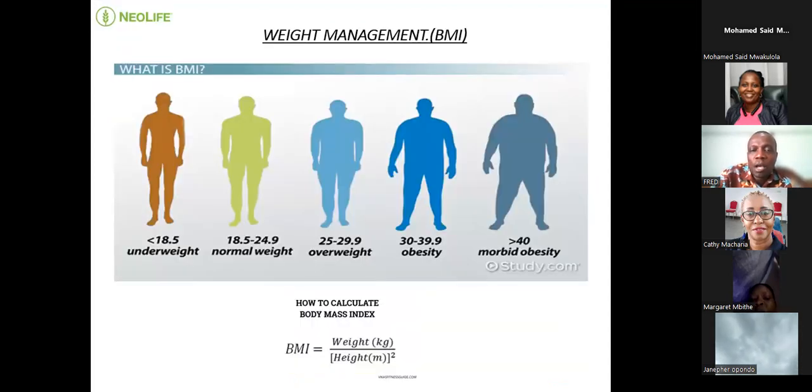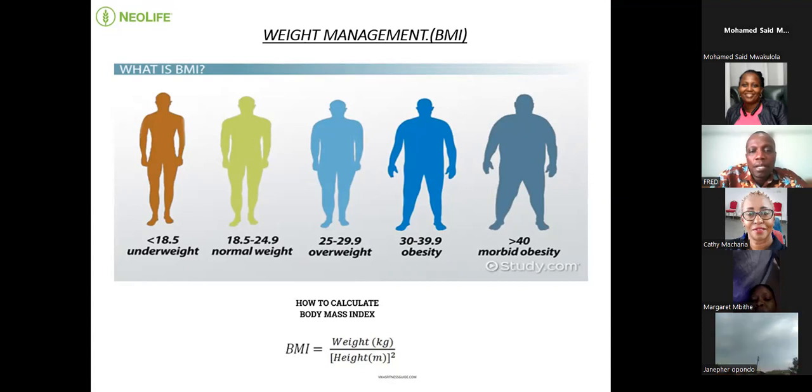Then you need to be aware of your BMI, body mass index. Very, very important. If your body mass index is 18.5 and below, then you're underweight. How do you calculate it? Your weight in kilos divided by your height in meters squared. If your BMI is between 18.5 and 24.9, then you have a normal weight.